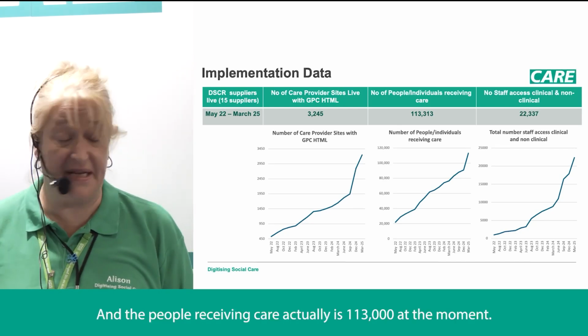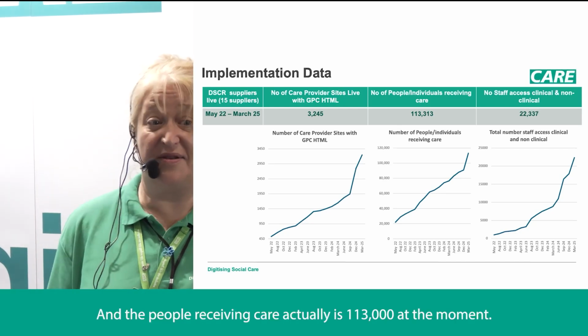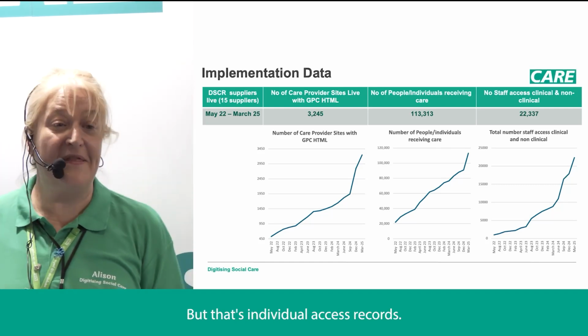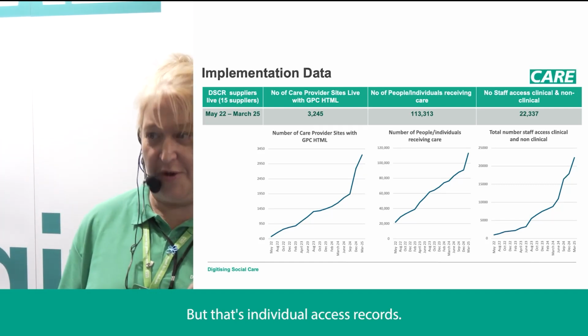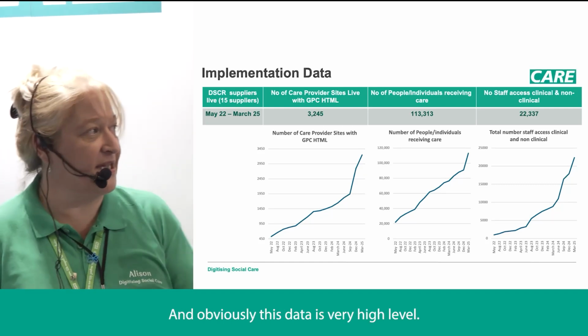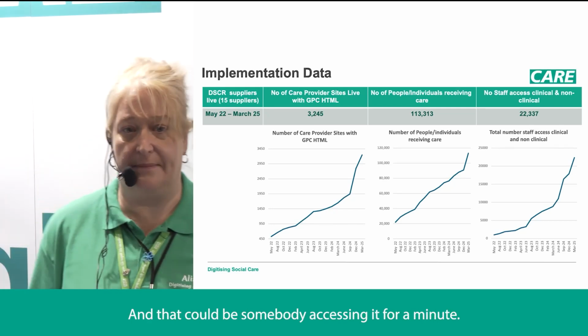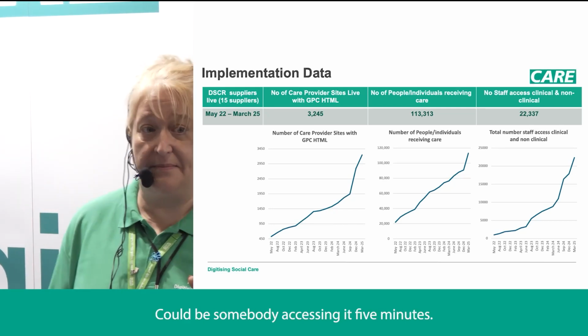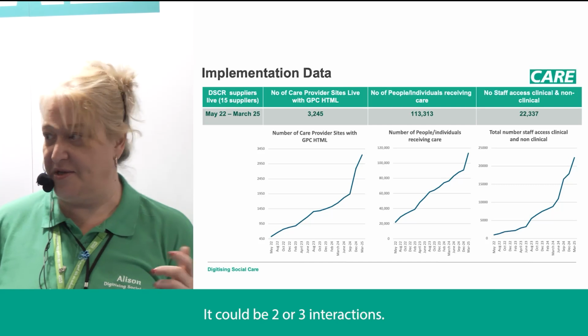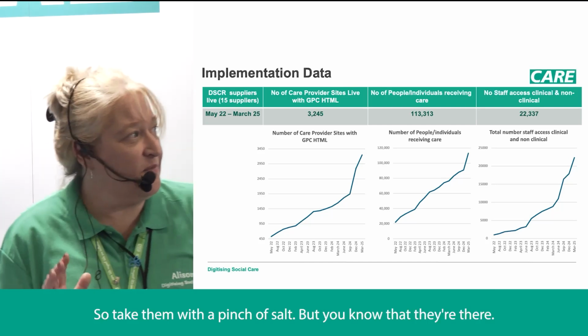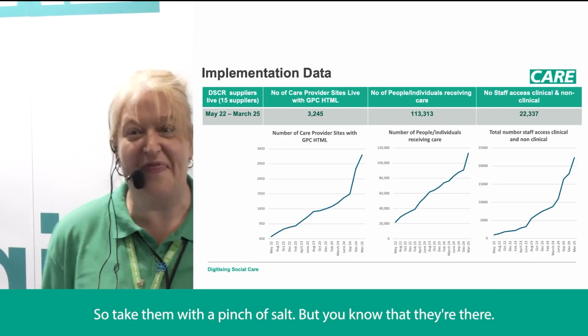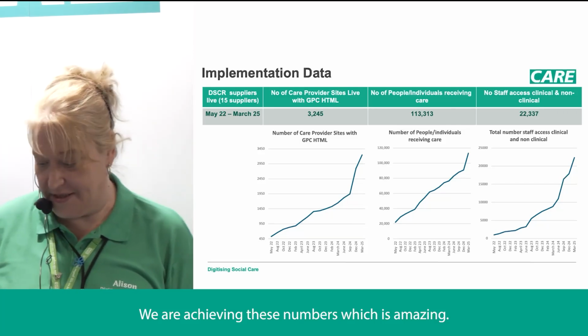And the people receiving care actually is 113,000 at the moment, so that's quite a high number. But that's individual access records, and obviously this data is very high level, and that could be somebody accessing it for a minute, could be somebody accessing it 5 minutes, it could be 2 or 3 interactions. So take them with a pinch of salt, but you know that they're there. We are achieving these numbers, which is amazing.